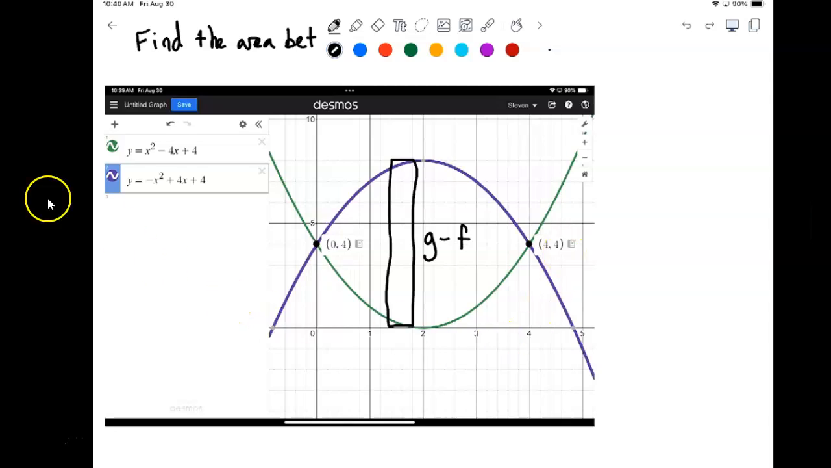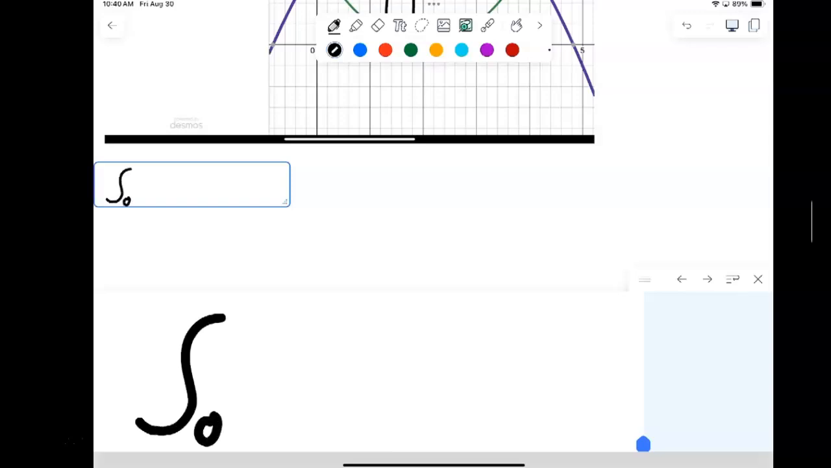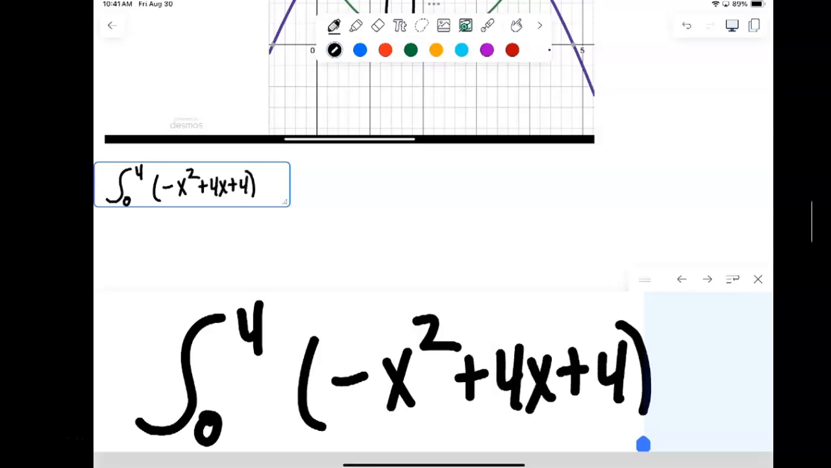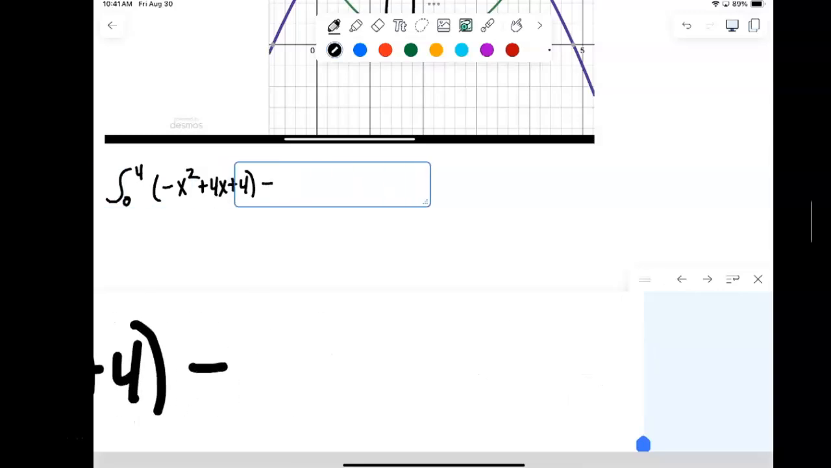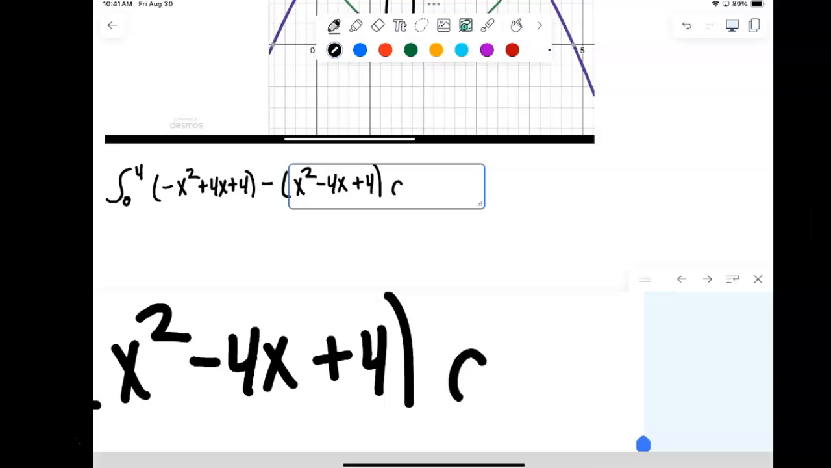So we set up our integral. And so here our integral would be the integral from 0 to 4 of g minus f in this case, because g is the top function. So negative x squared plus 4x plus 4, that's g, minus f of x, x squared minus 4x plus 4, dx. And then we just start to work this out.